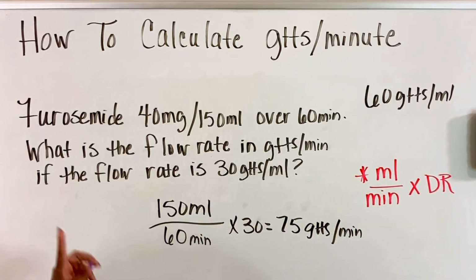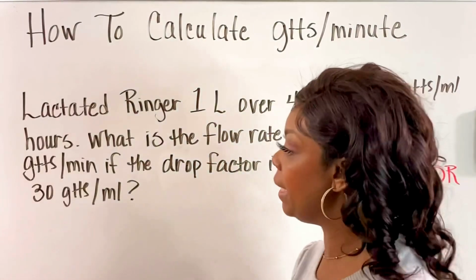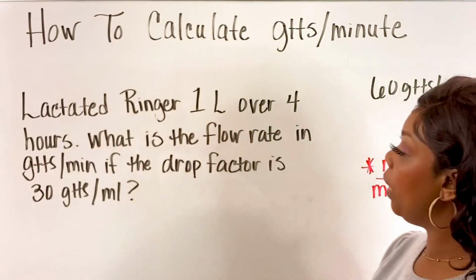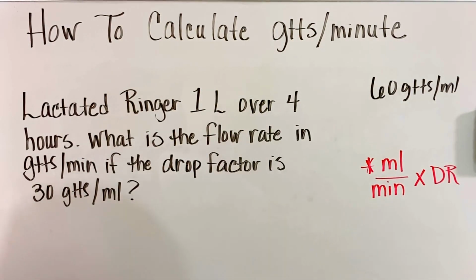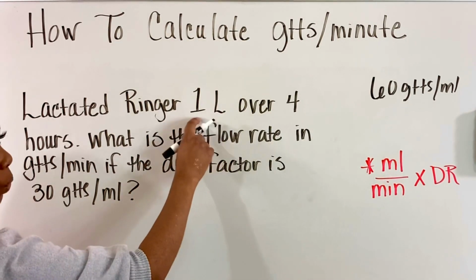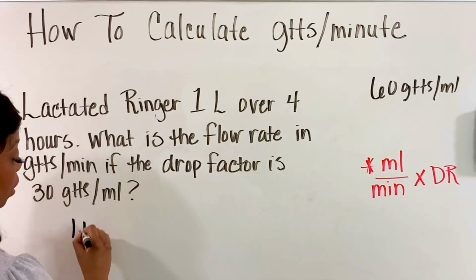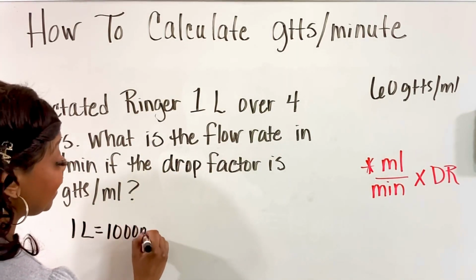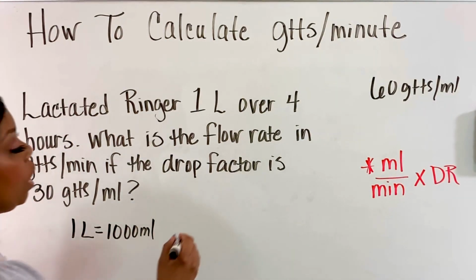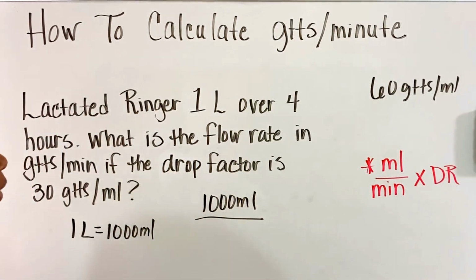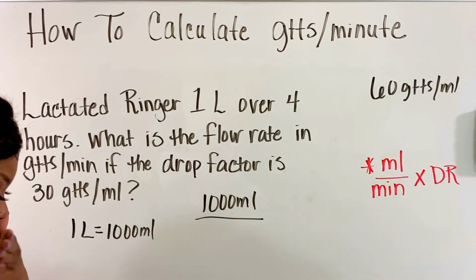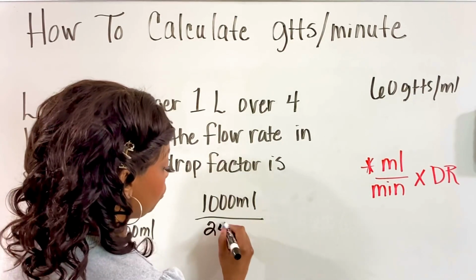All right, we have one more. Okay, this one says lactated ringer. We have 1 liter over 4 hours. What is the flow rate in drops per minute if the drop factor is 30 drops per milliliter? Okay, so we know that this is fluid, but we need to turn that 1 liter into milliliters, and 1 liter equals 1,000 milliliters. So we're going to take those 1,000 milliliters and divide by however many minutes we have. We have 4 hours, so we need to turn that into minutes. So it's going to be 240 minutes.